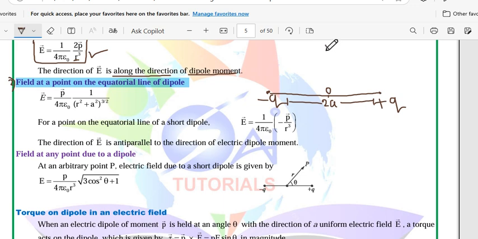Equatorial means perpendicular to the line of the dipole. I'm sorry for the crooked line. Let us consider this is a point P on the equatorial line of the dipole at a distance r from the center of the dipole. Now, the electric field at point P due to minus q.